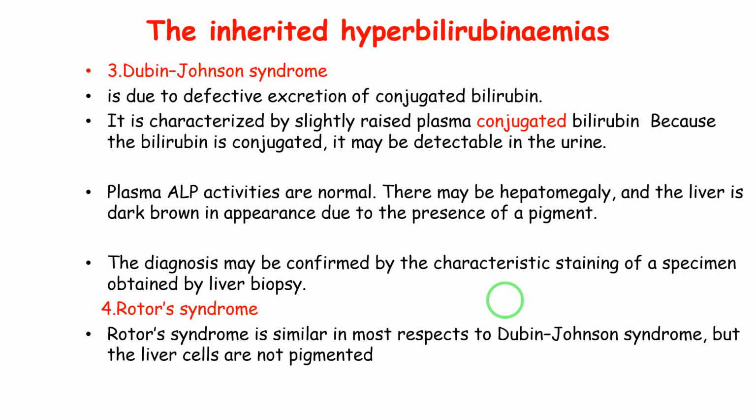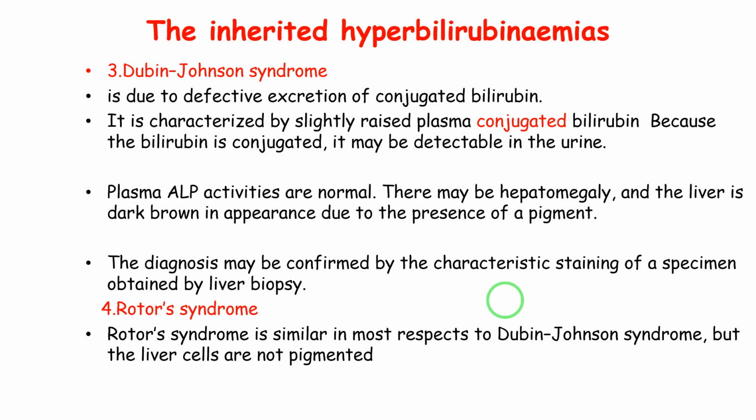The other two are the conjugated hyperbilirubinemias of inherited origin. The first one, Dubin-Johnson, is characterized by conjugated hyperbilirubinemia. The defect in this condition is not in the enzyme; the defect is in the excretion of the conjugated bilirubin. So it is taken up and conjugated normally, but there is a defect in the excretion. As a result, the type that increases is the conjugated, and it is characterized by the presence of a pigment in the liver.